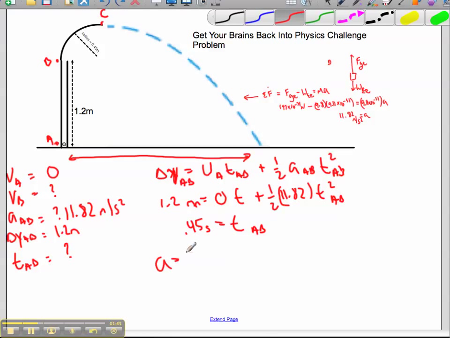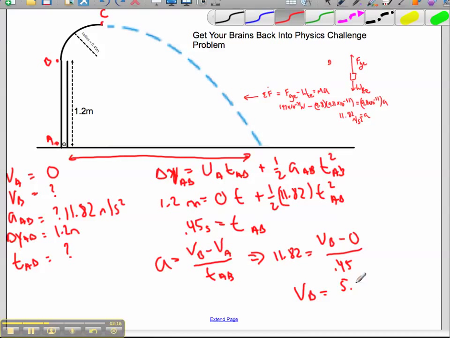We can use the acceleration definition. Velocity final minus velocity initial for that segment divided by the time for that segment. And then putting in the numbers. This is 11.82 equals VB minus 0 over 0.45, and that means VB is equal to 5.3 meters per second squared.